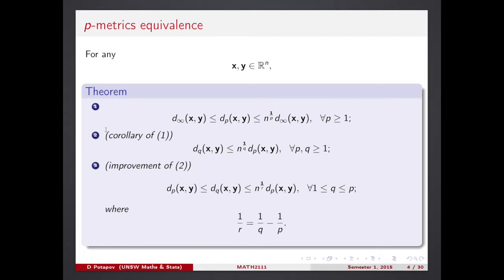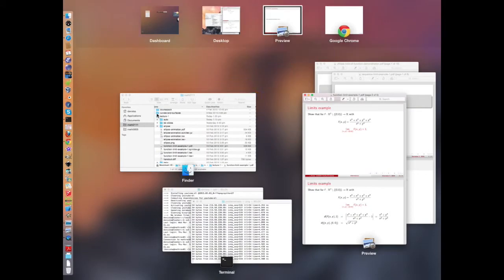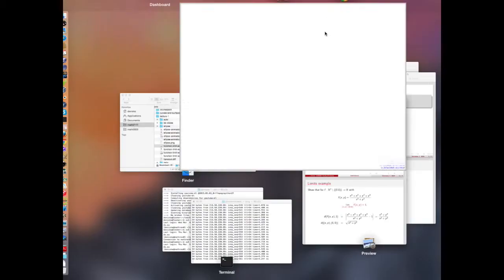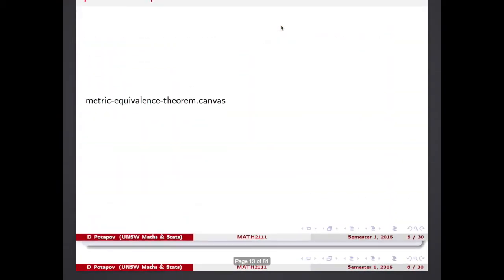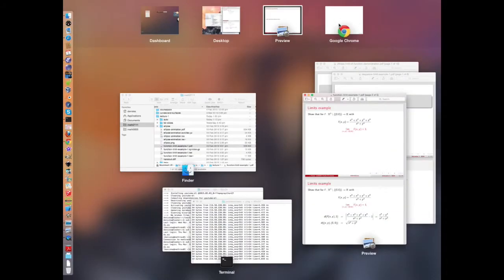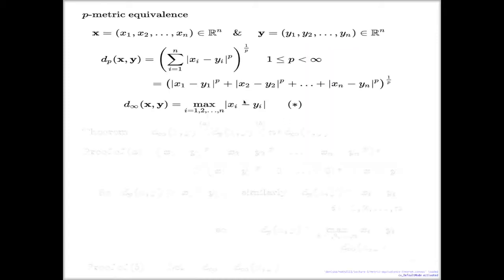All right, so I have a proof for the first two parts. Here it is. Metric equivalence theorem, that's what we have to open. Okay, I just rearranged the zoom a little bit, so this time it should be better. I readjusted for the resolution of these projectors and everything. So here's the theorem. It's the same theorem as before. I just opened the statement.